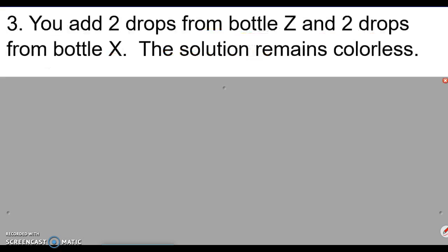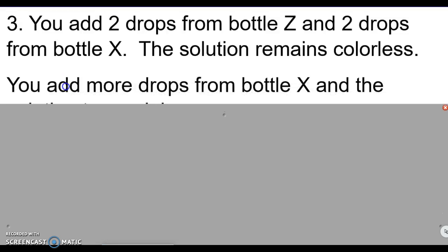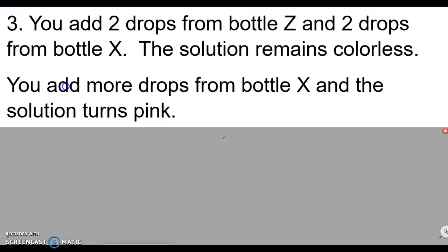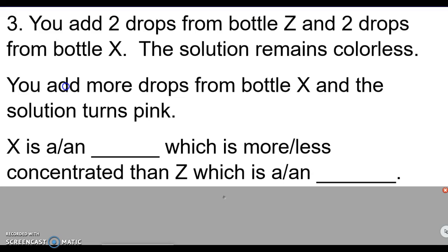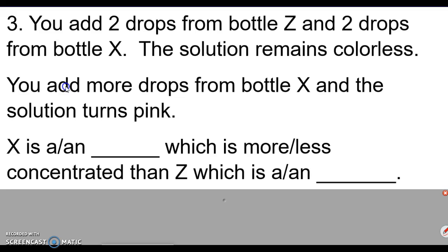If you had 2 drops from bottle Z and 2 drops from bottle X, the solution remains colorless. So 2 drops and 2 drops, you have a colorless solution. You add 1 more drop from bottle X, and the solution turns pink. Is X an acid or a base? Well, if I add Z and I add X and nothing happens, but then I add some more of X and all of a sudden it turns pink, X must be the base. I've added more base to it and therefore it turns pink.